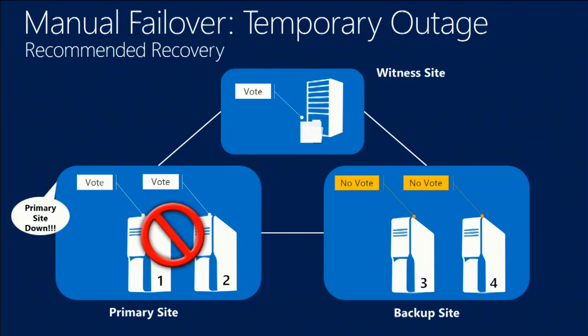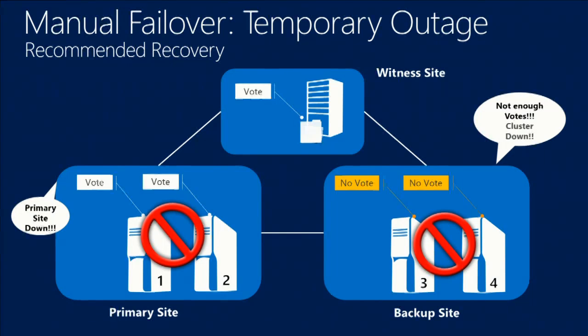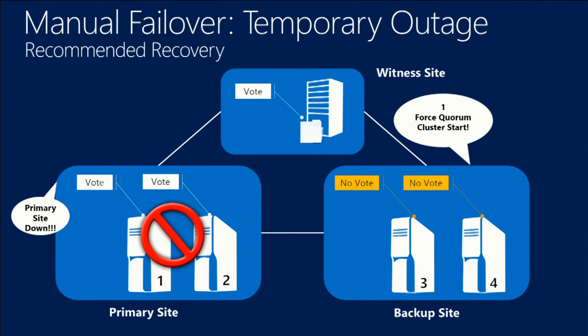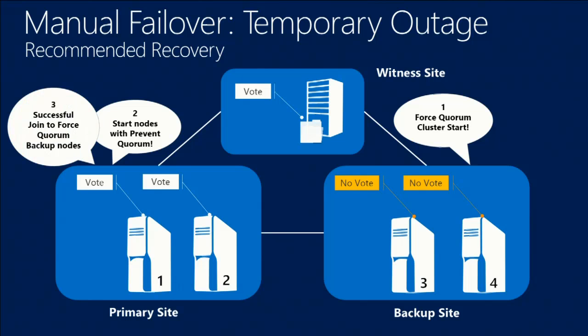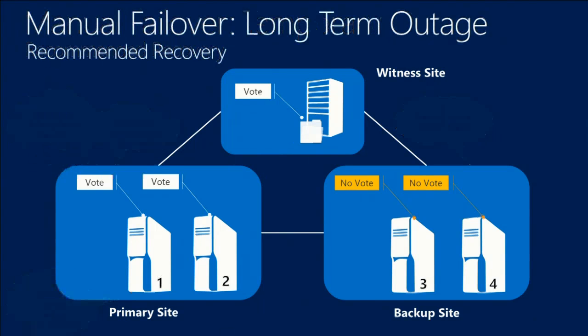Let's look at the recovery option where, let's say, my primary site goes down. It takes down the cluster because it doesn't have enough votes. If it's a temporary outage, force start the cluster on the backup side, start the nodes using prevent quorum on the primary side, and then the cluster resumes normal functioning. The force quorum resiliency, the new feature in R2, would greatly help in this scenario.